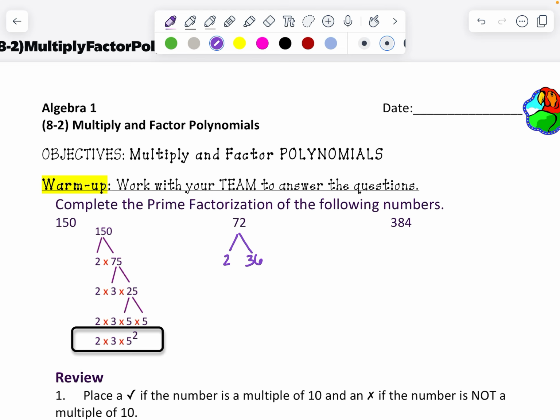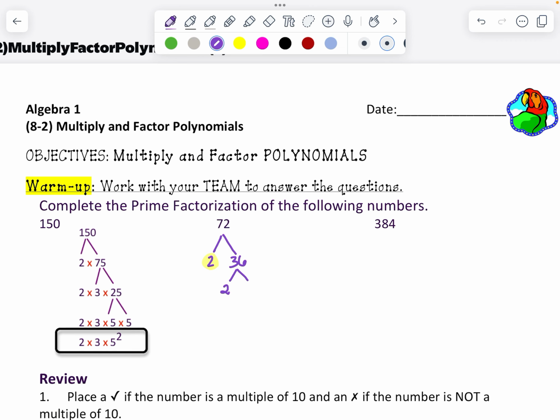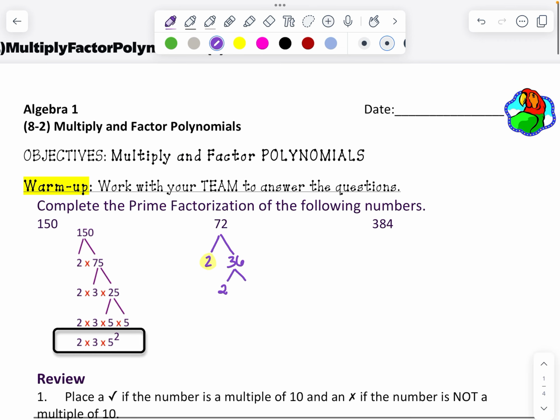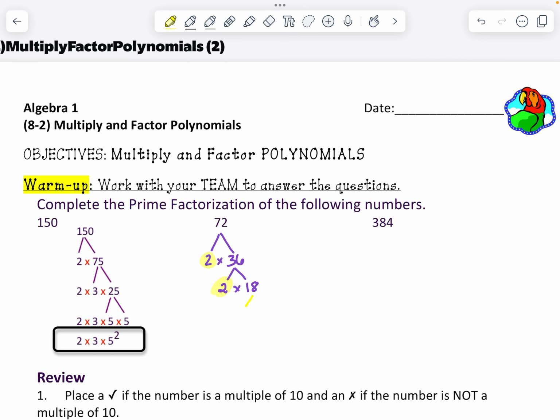Now we're going to take 36. 2 is prime, so I'm going to highlight the 2, and then keep going with the 36. I know it's even, so I'm still going to say 2, though I could have other numbers like 4 and 9. So 2 times 18. 2 is prime, so we highlight that, and then we go to the 18 and break that into 2 times 9.